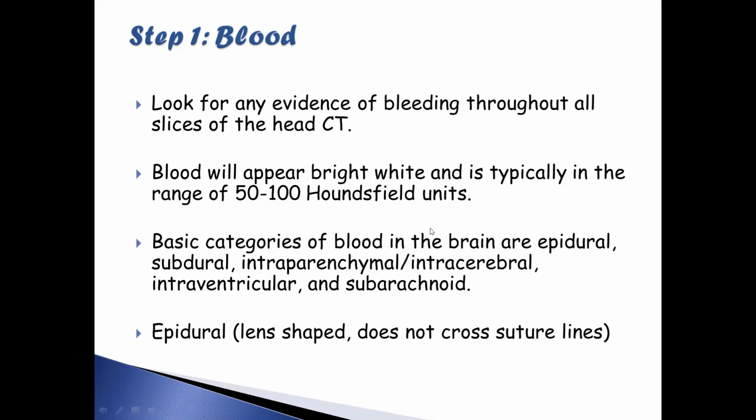Basic categories of blood in the brain are epidural, subdural, intraparenchymal or intracerebral, intraventricular, and subarachnoid. So basically, epidural is above the dura mater, right? Then subdural is below the dura. Then intraparenchymal or intracerebral is into the brain tissue. Intraventricular is in the ventricles, and subarachnoid is in the subarachnoid space. Then epidural hemorrhage is lens shaped and it does not cross suture lines.